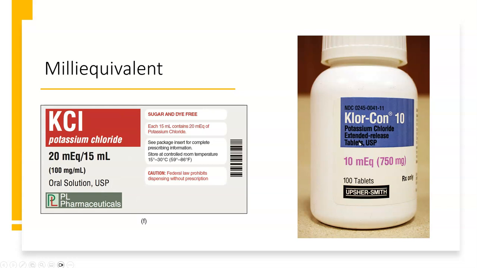It is important when you're looking at tablets and capsules, they're not all created equally. You need to know if it's a tablet or an extended release tablet, if it's a capsule or an extended release capsule.